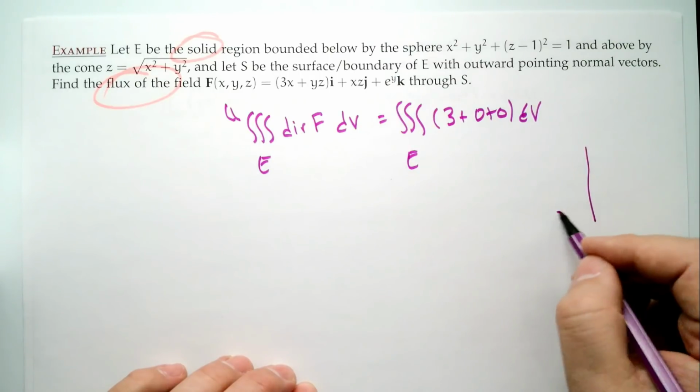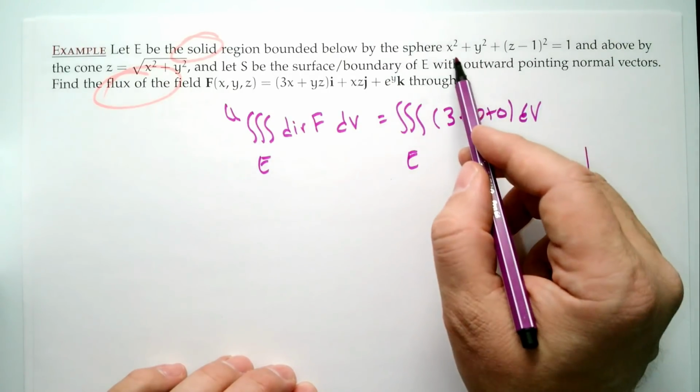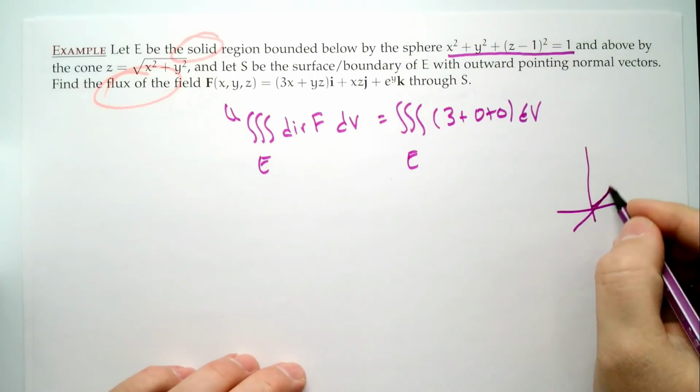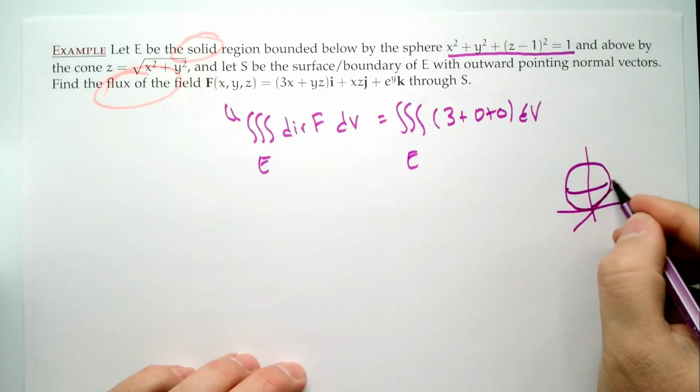Well, let's talk about our pieces. x squared plus y squared plus (z minus 1) squared equals 1. What does that look like? It's the sphere. Where is the center at? Yeah, you've moved it up. 0, 0, 1. Radius is 1. So it's a sphere of radius 1.